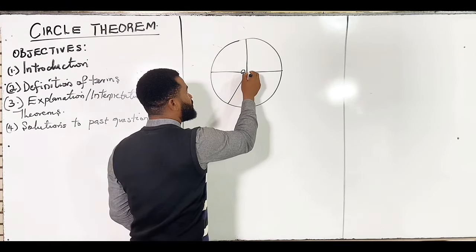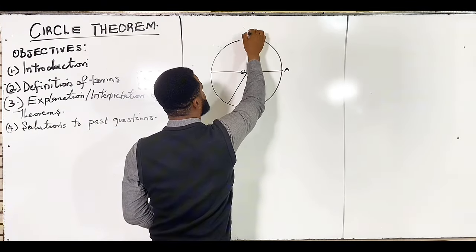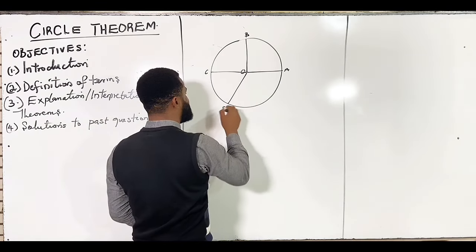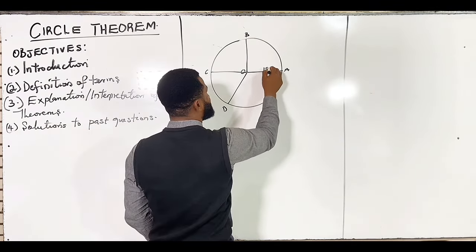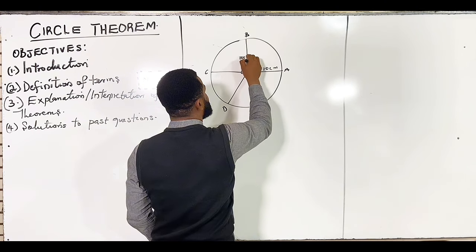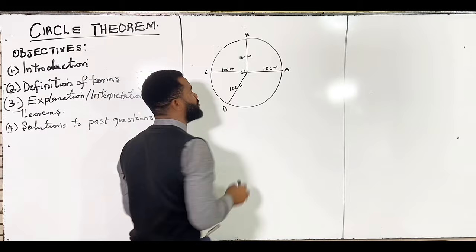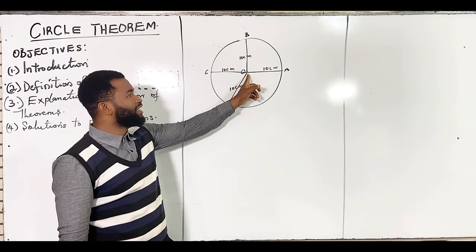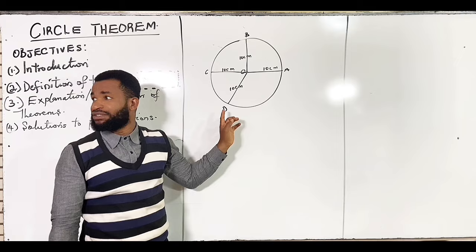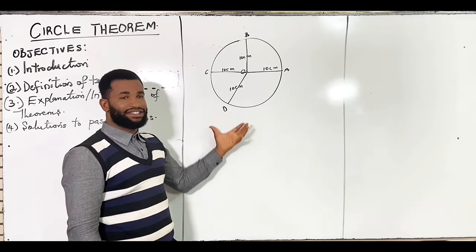At this point O, the line from O to, let's say, point A, point B, point C, and point D, that line is the same. So if this place is 10 cm, this will be 10 cm, this will be 10 cm, this will be 10 cm. Because the line from the center of the circle to any part of the circumference is the same, we conclude that it is a circle.